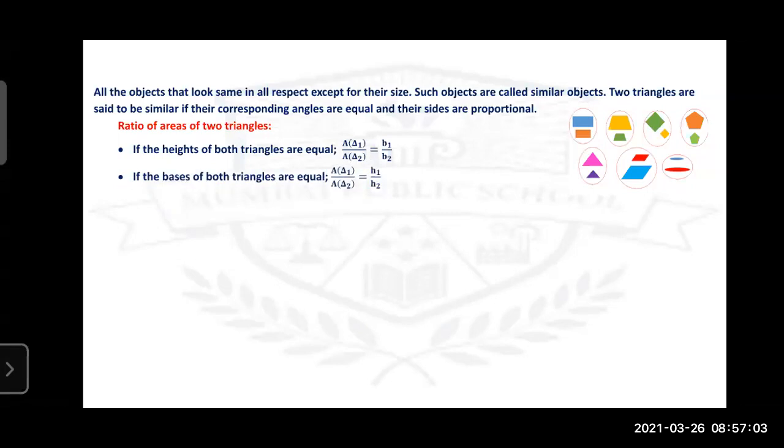The second condition: if the bases of both triangles are equal, then the ratio of the areas of two triangles is equal to H1 by H2. Remember this point. And if both heights and bases are equal, then H1 B1 by H2 B2 cancels, and we get the ratio of areas of two triangles equal to 1.